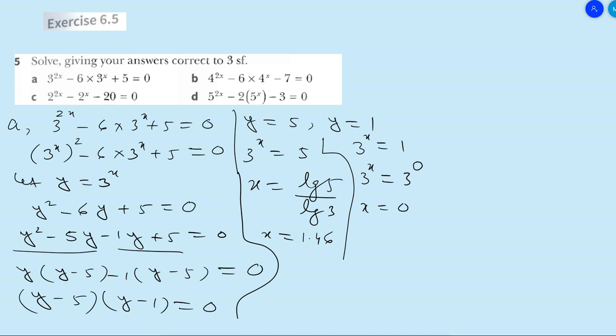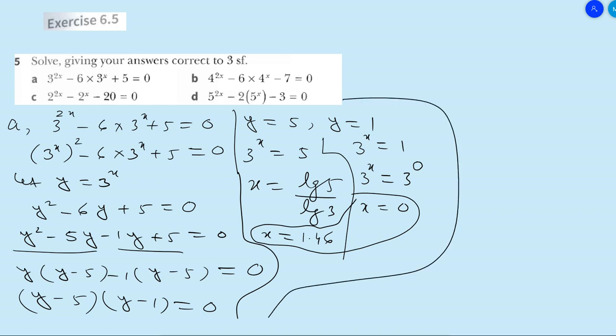So we have two answers, x is equal to 0 and x is equal to 1.46. Okay, this is part A. Hope you understand. Now come to part B.